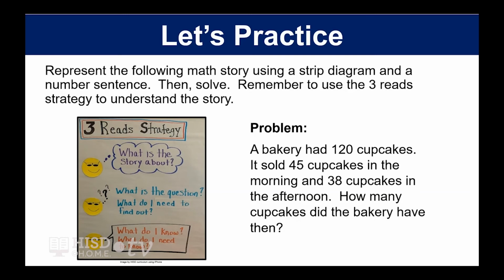Let's look at our practice problem today. Represent the following math story using a strip diagram and a number sentence. Then solve. Remember to use the 3-read strategy to understand the story. Problem. A bakery had 120 cupcakes. It sold 45 cupcakes in the morning and 38 cupcakes in the afternoon. How many cupcakes did the bakery have then?